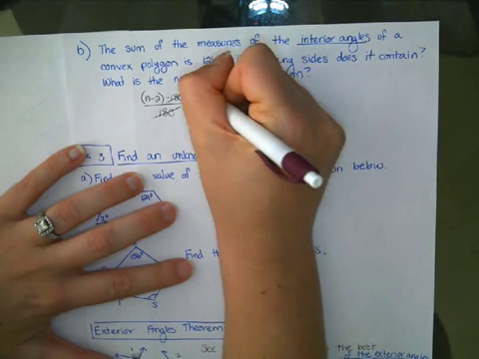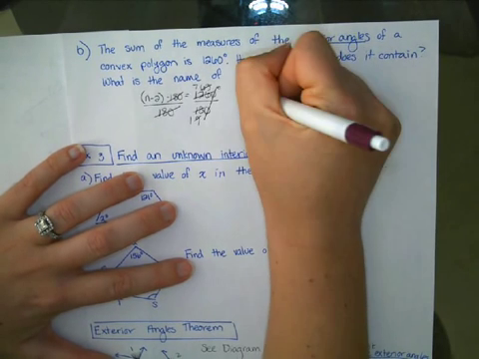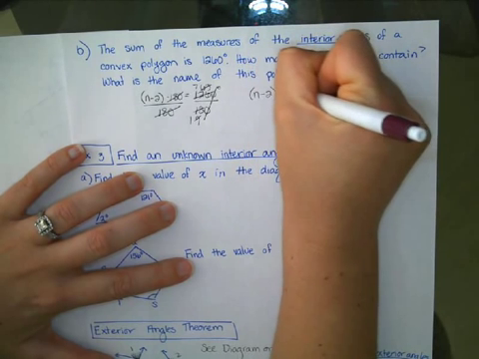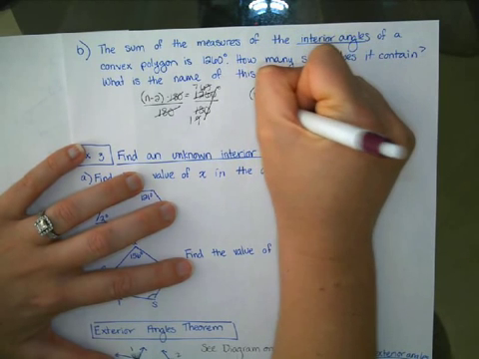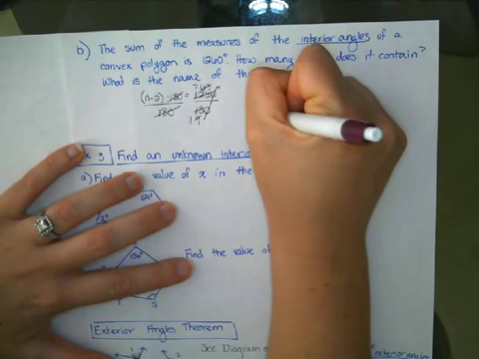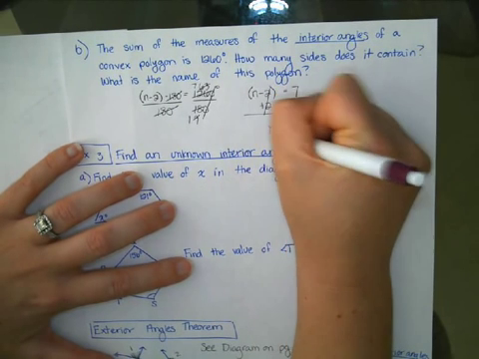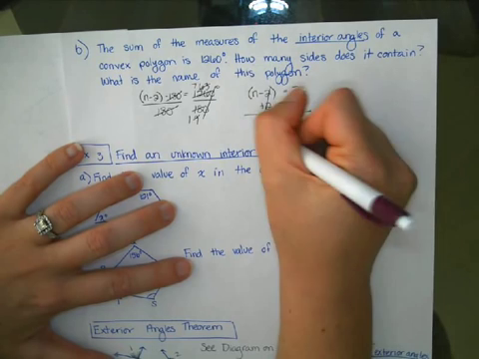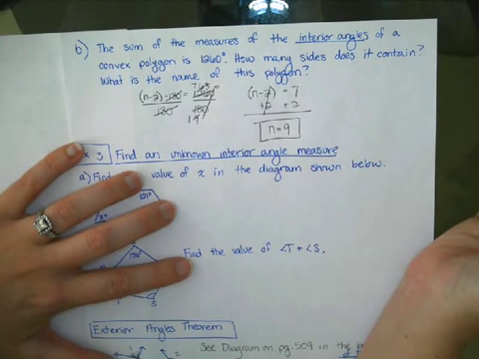So this says how many sides does it contain? 9 sides. What is the name of this polygon? This is called a nonagon. This was written on your notes as well. Okay, next part.